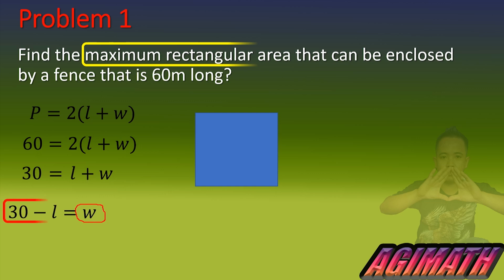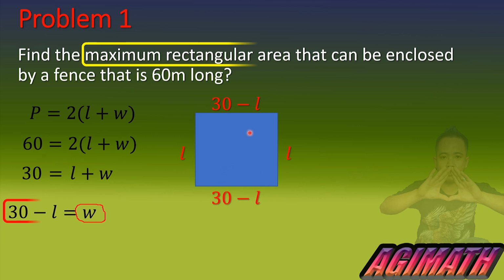So if I'm going to put that on the figure, if this is our length, this one is the length, this is also understood that this side is also the length, and then from our solution, the width can be represented by 30 minus L. The other width can be also represented by 30 minus L. So now if you are going to check if it's correct, if the perimeter is 60, if you are going to add all of these sides, the length of all the sides, that will sum up to 60.